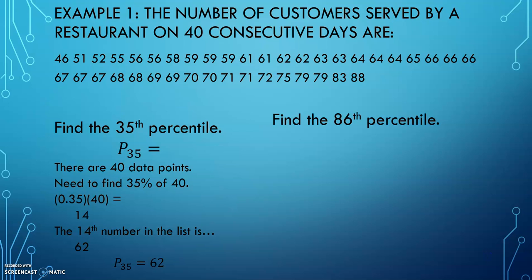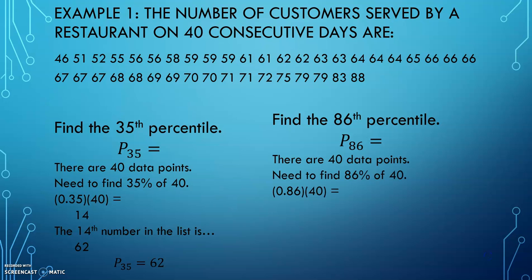Find the 86th percentile. P sub 86. Again, there are 40 data points. 86% of 40, 0.86 times 40 is 34.4. Take the 35th number in the list, 72. The 86th percentile is 72.